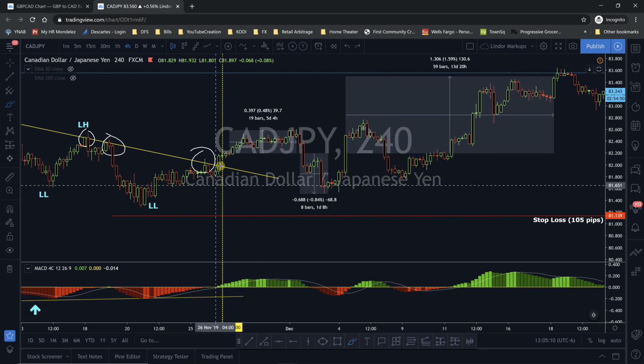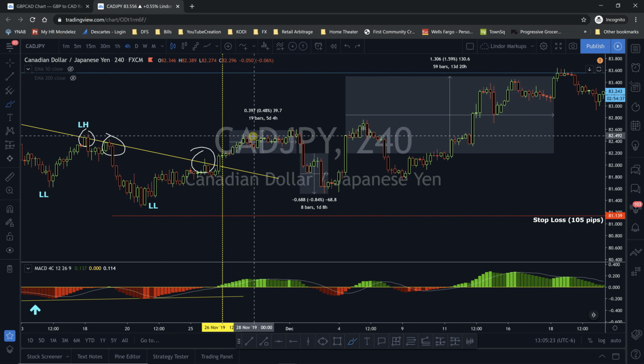So long story short, you could have got in at this first candle, but let's say you waited for a little bit more momentum before you got in. Right here, in this one small movement, you got 39 pips. All right, and that's powerful. So it's not about catching 400, 500 pips.